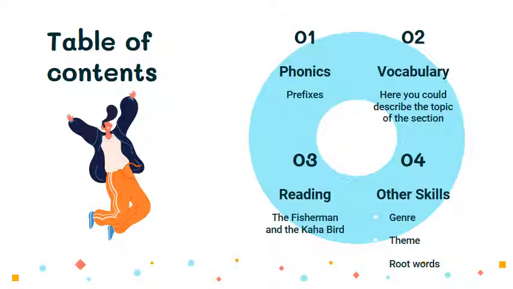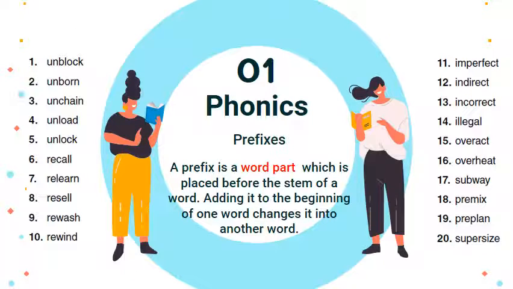In this lecture you're going to cover the lessons: phonics prefixes and vocabulary. From the vocabulary words you're going to be able to know the topic of your reading lesson, and the reading lesson title is The Fisherman and the Kaha Birds. Other skills you are going to cover are the genre, the theme, and the root words. Let's start with the phonics prefixes.